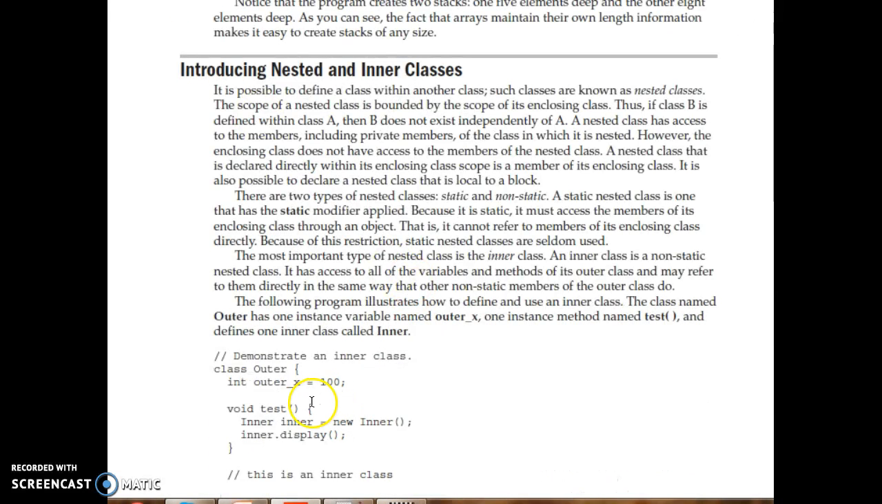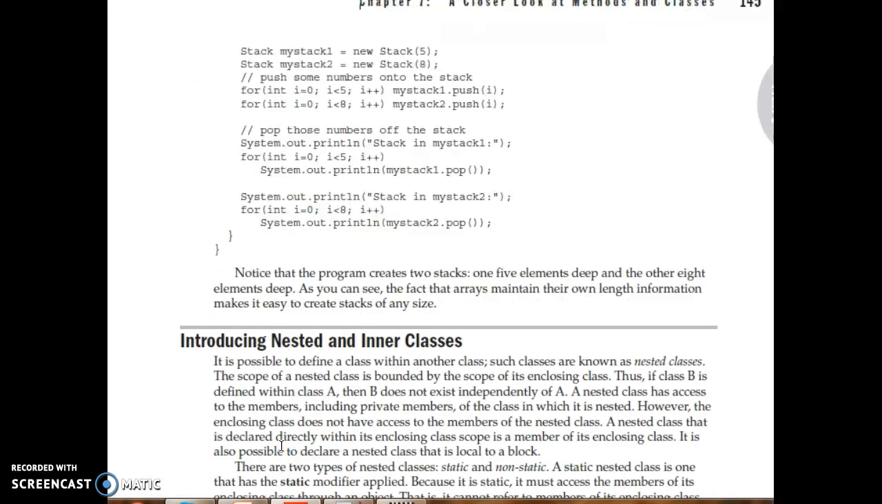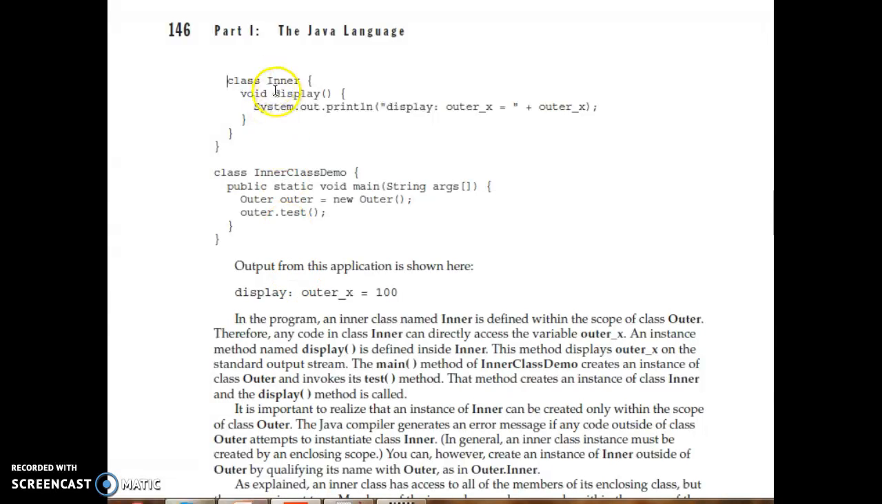Then here I am creating the object of the inner class, and through that I am accessing the display method. Again control will transfer to the inner class and will access this display method, and then it will print the message: display outer x is equal to the value of outer x, that is 100. You can look at the output. So this is the example which defines the inner and outer class.